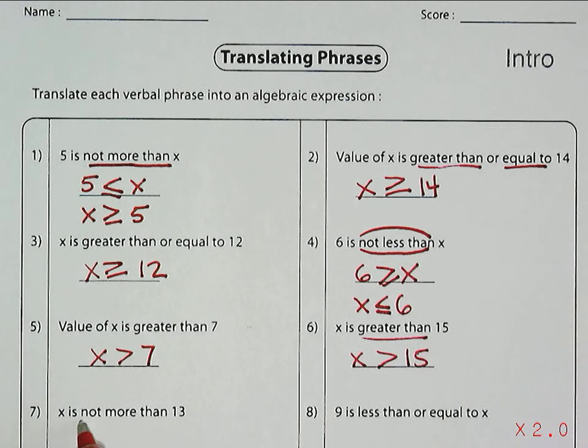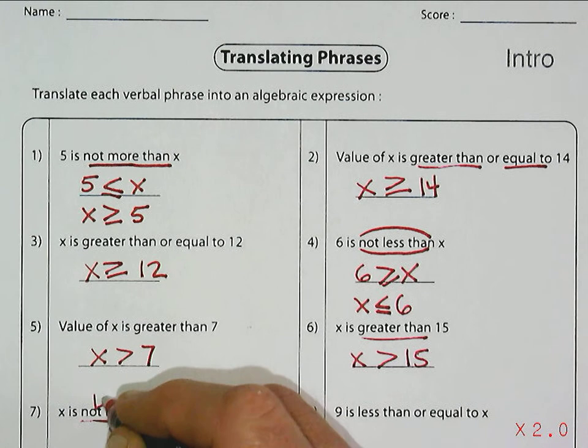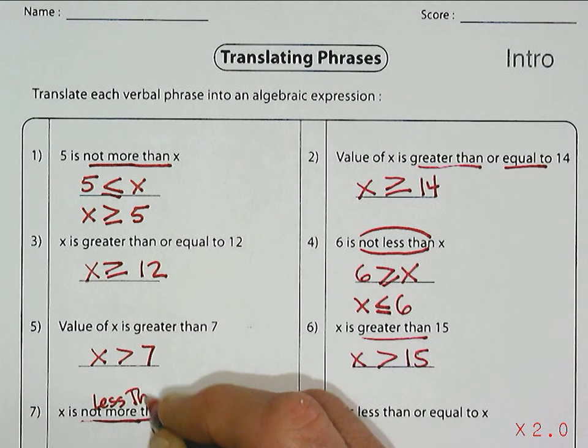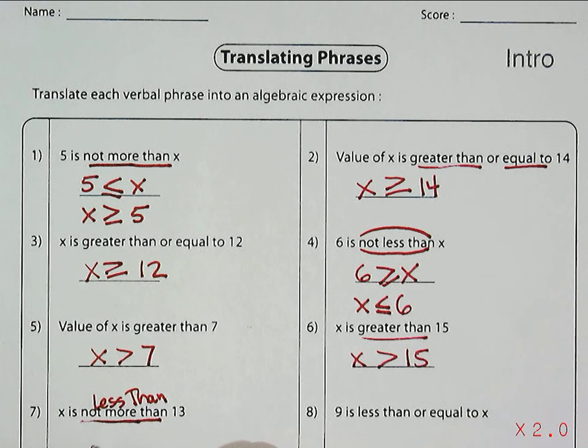Now here again we have a "not more than." So that "not more than" means less than. So x is less than 13. Now the question is, could it be equal to 13?